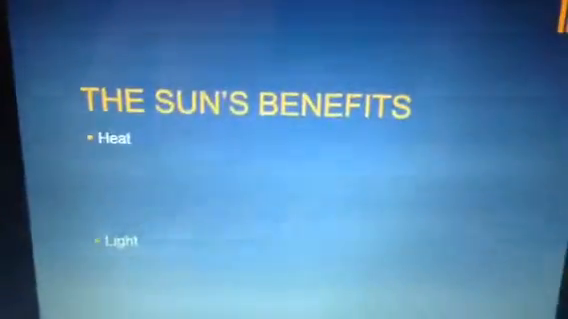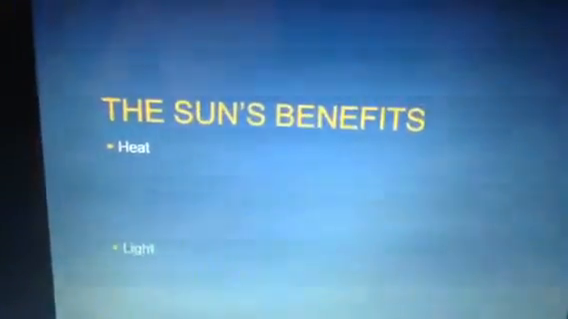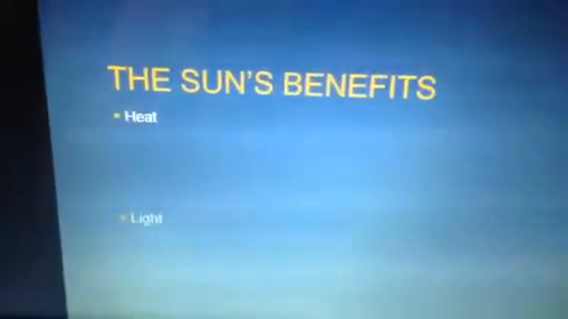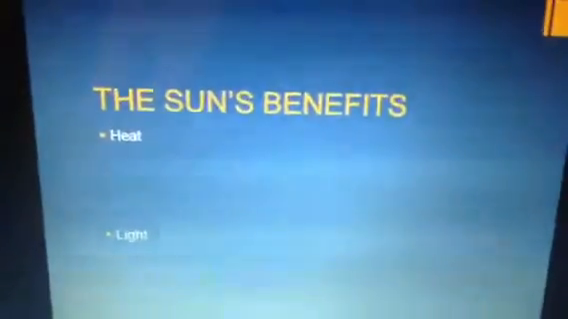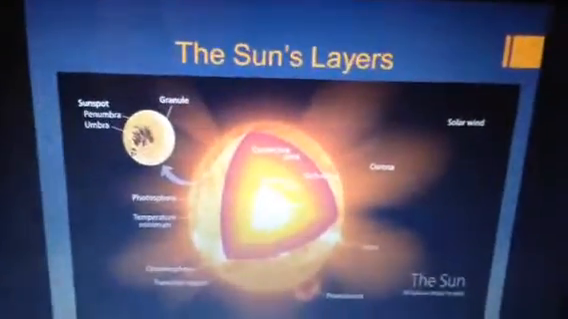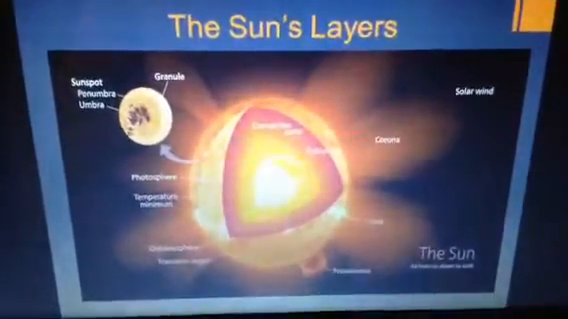We're going to cover the sun's benefits, which are greatly underappreciated, in that it provides heat and light to us. Doesn't seem like a lot, but as I cover it, you will understand how great of an accomplishment it is to have those benefits from the sun. Before diving into how the sun does it, we're going to look at the sun's layers.